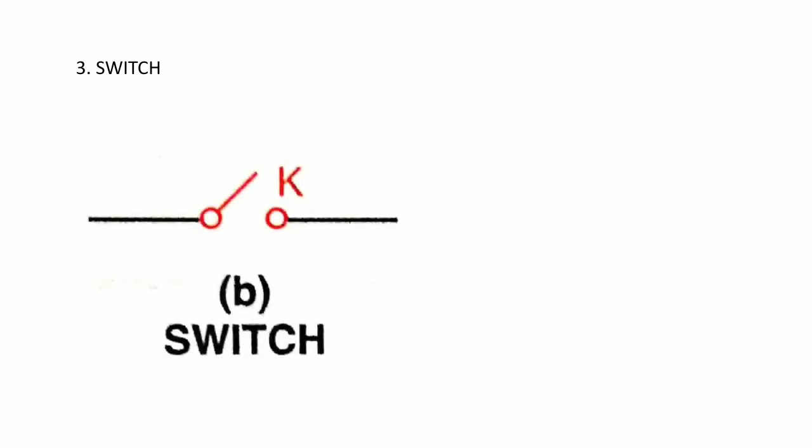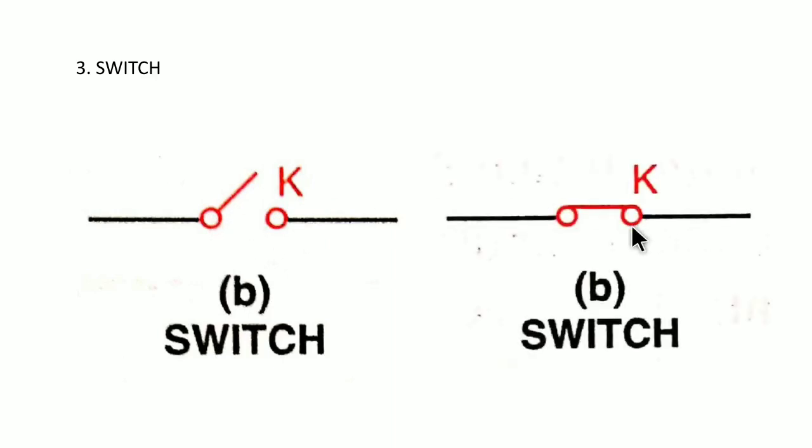Then we have a switch. All of us have seen a switch, so I'm not showing you what a switch looks like. The symbol used for a switch will be like this. If the switch is open, then there will be no connection between this terminal and this terminal. Similarly, if the switch is closed, the current can flow through. The switch is in the on state. So these are the symbols for the switch.